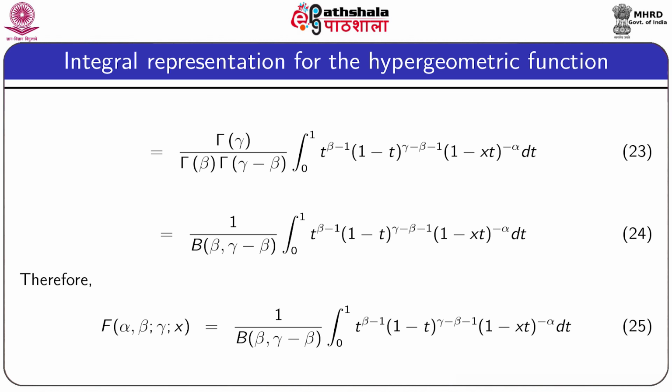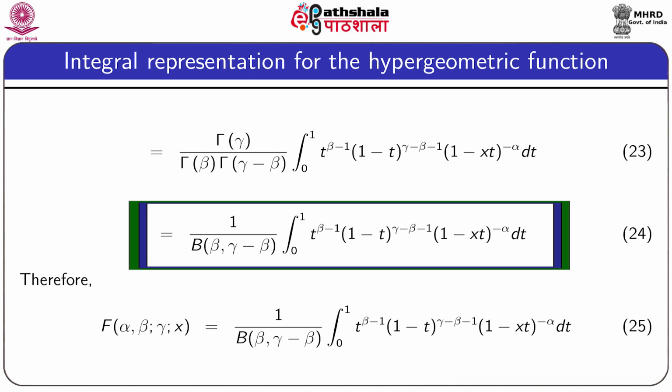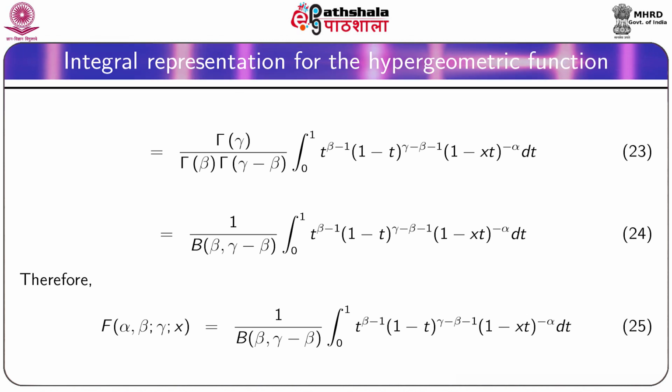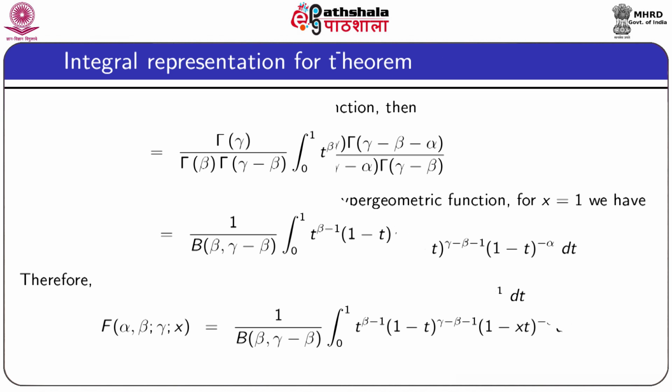You can simplify it further by replacing this particular expression by 1 by beta function beta, gamma minus beta, integration 0 to 1 t to the power beta minus 1 into (1 minus t) to the power gamma minus beta minus 1, (1 minus xt) to the power minus alpha dt, given by equation 24. And hence, we can take both equation 23 and equation 24 as our integral representation for the hypergeometric function.